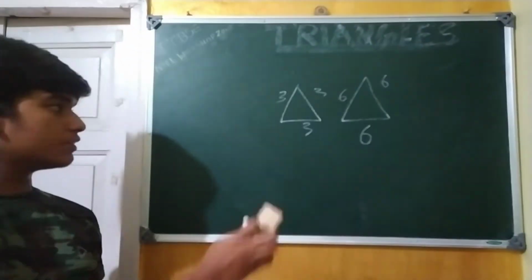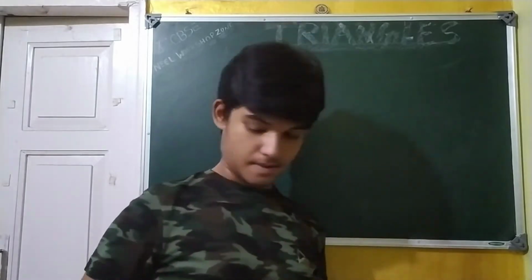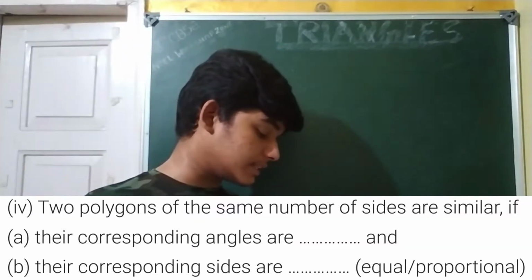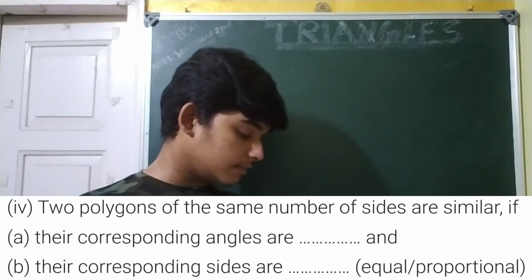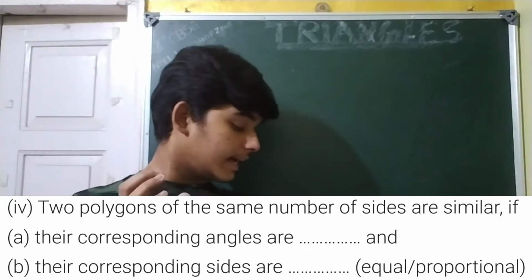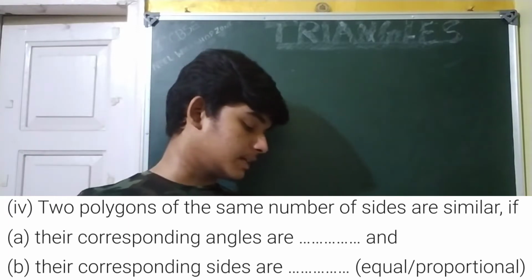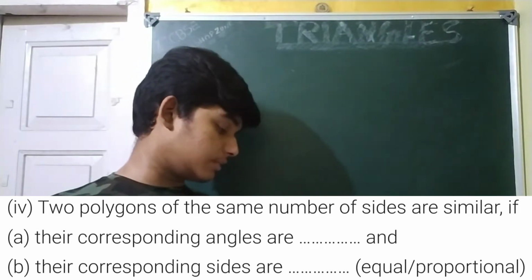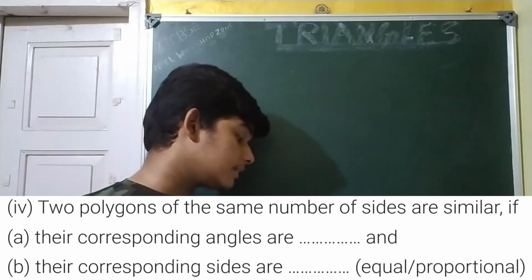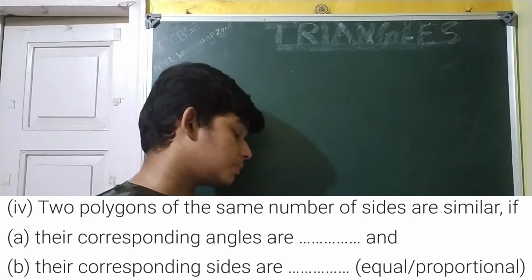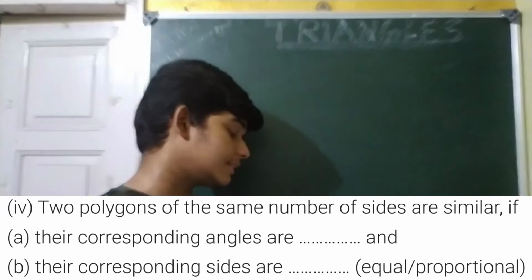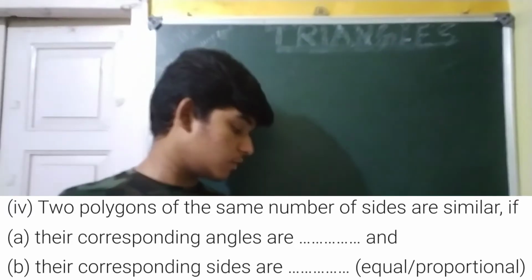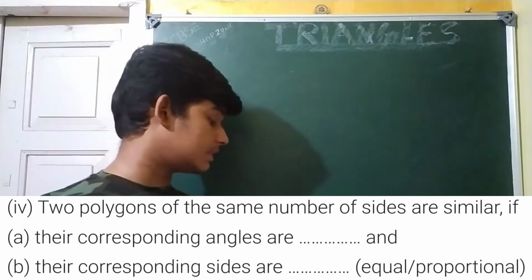So the next one is, two polygons of the same number of sides are similar if A, the corresponding angles are dash and the corresponding sides are dash. They give two options here, equal and proportional. So we need to write down in those two blanks. Basically, they're asking if the angles need to be equal or proportional, and what about the sides.